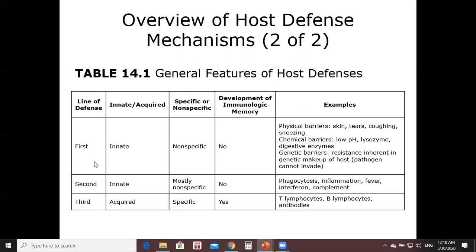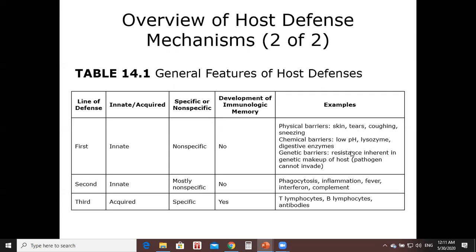So here's a diagram that talks about the lines of defense. The first line of defense is innate, which means you have it from birth. It's non-specific, and it does not develop a memory. Here are some examples: skin, tears, coughing, sneezing, chemical barriers like low pH, lysozyme, digestive enzymes. Then you have genetic barriers as well, resistance that is inherent in the genetic makeup of the host. So somehow the pathogen can't get beyond the genetic makeup.